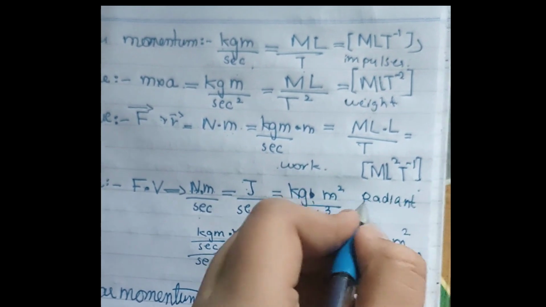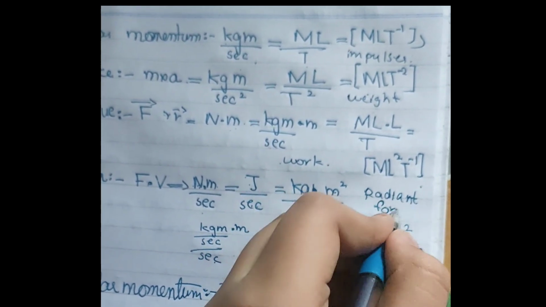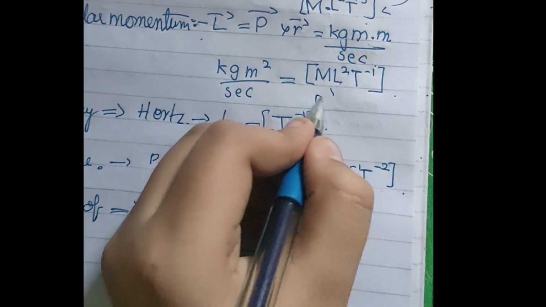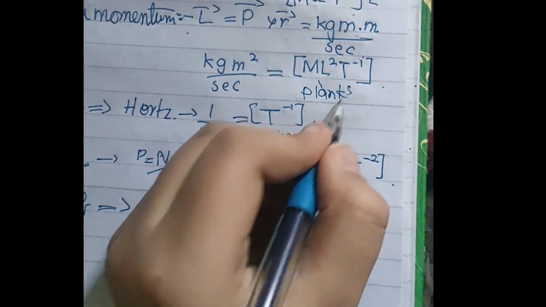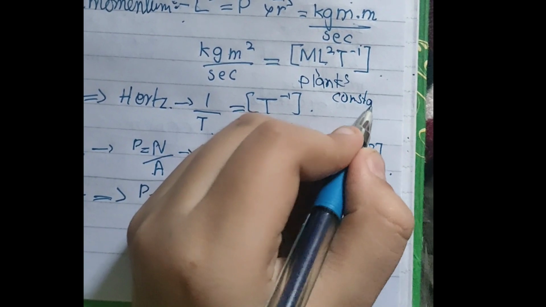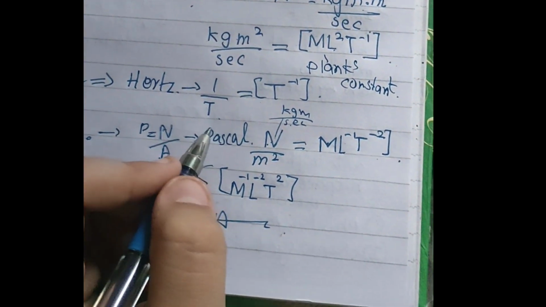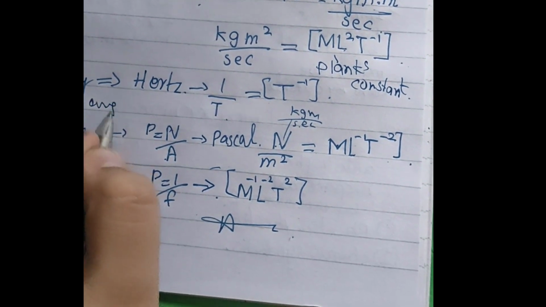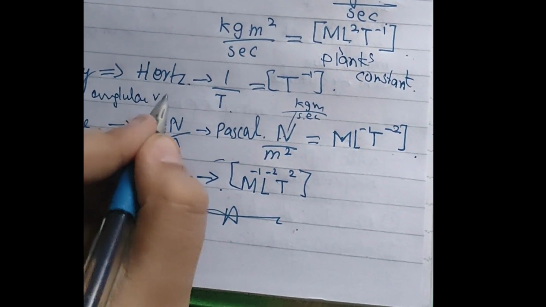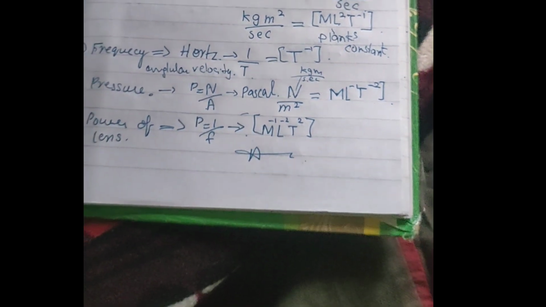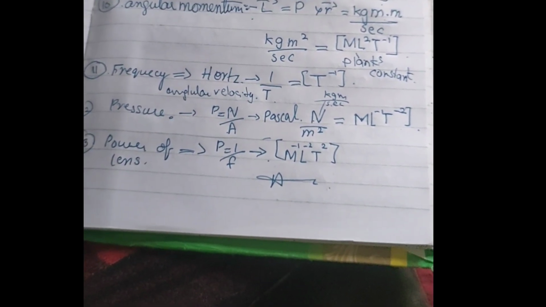radiant force. Angular momentum dimension is the same as Planck's constant. Frequency dimension is the same as angular velocity. So these are basic dimensions.